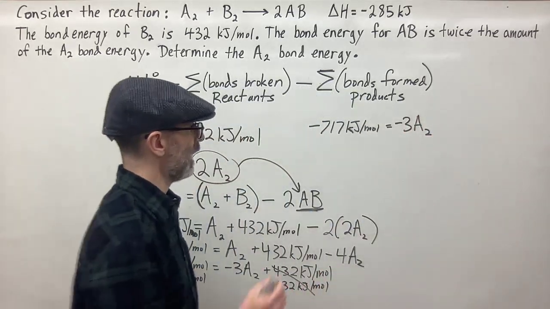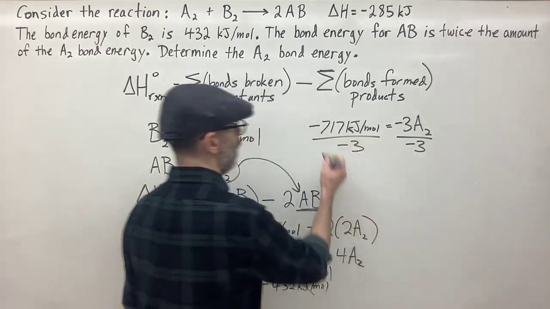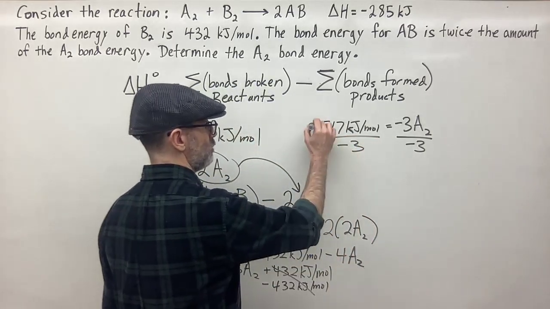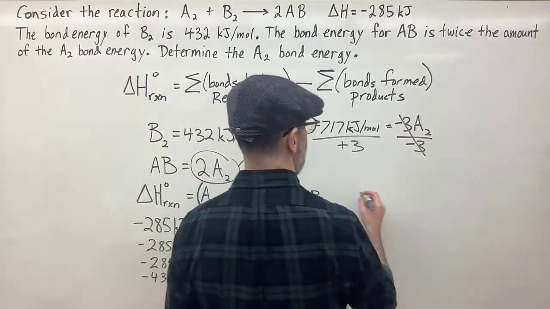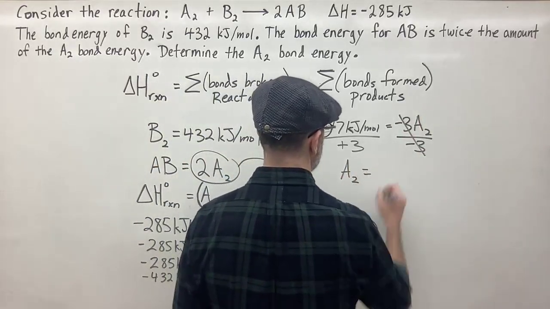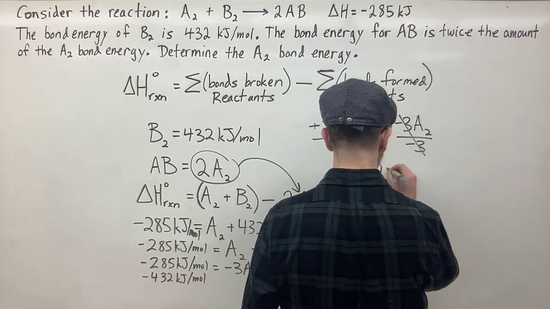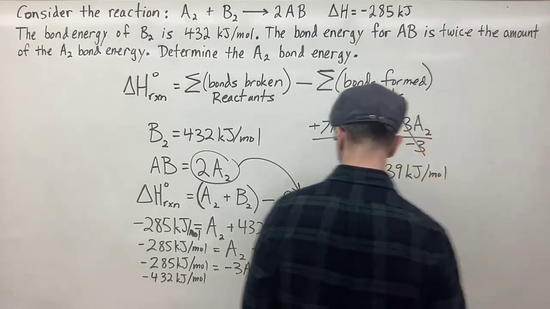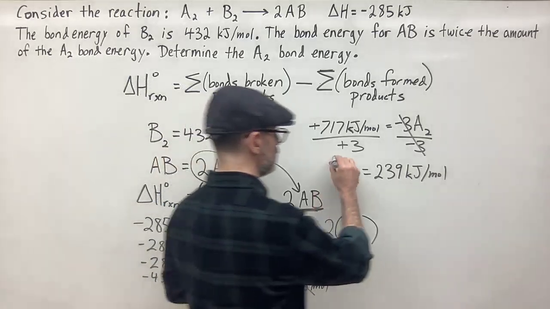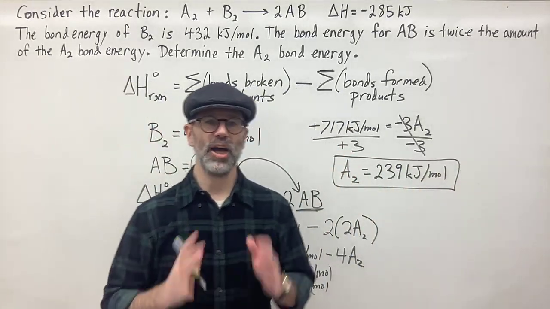And now I can divide both sides by minus 3. The minus and my minus cancel each other out, give me a plus. That cancels. And now I have A2 is equal to, let me look it up, 239 kilojoules per mole. And that, ladies and gentlemen, is how you get the answer. That's how you solve this problem. I hope this was helpful.